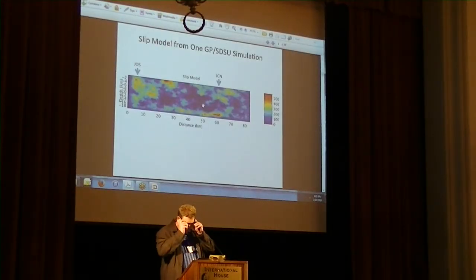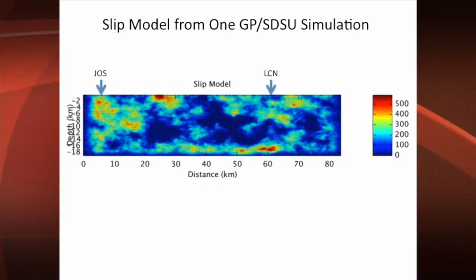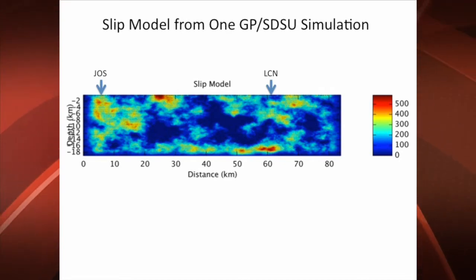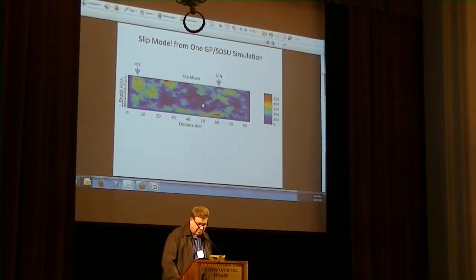Okay, so this is an example of one of the slip distributions from a Graves and Pitarka San Diego State University simulation. I didn't look at EXSIM because there's not a slip distribution to look at, and I'm only going to show results for Graves and Pitarka because we're looking at pseudospectral displacement, and the periods are long enough that the two methods are producing the same result, or at least very similar results. This slip distribution shows the position of Lucerne and Joshua Tree, one particular realization.